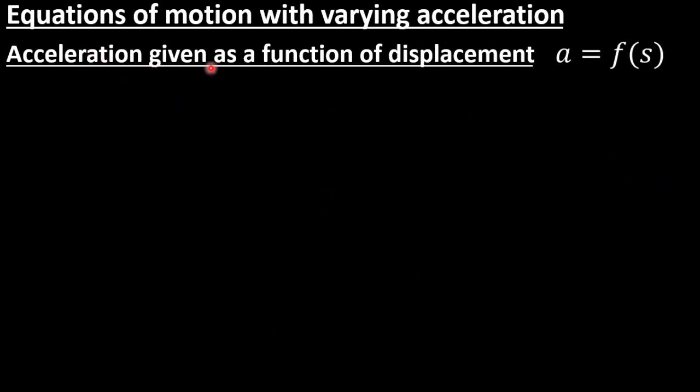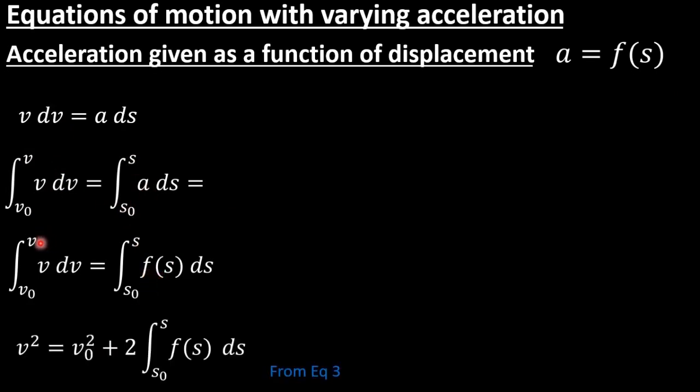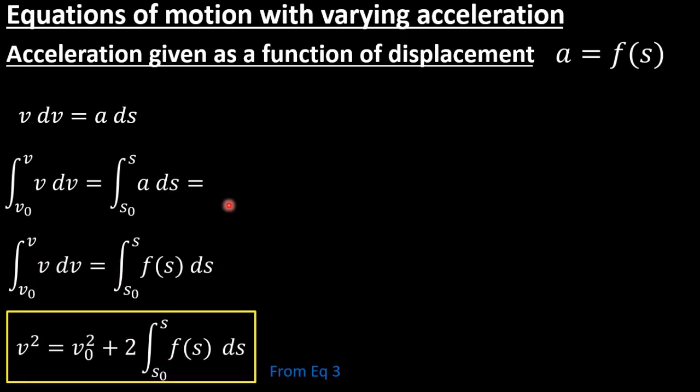Okay, so acceleration given as a function of displacement. So we've got a equals f of s. We use v dv equals a ds, carry out the integration process from v0 to v and from s0 to s. Substitute a into there to get the integral of f of s, evaluate that integral, so we get v squared over 2 on this side, then I've multiplied both sides by 2 and then added v0 squared to both sides to get this. So if you want to find velocity where you're given acceleration as a function of displacement or position, you use this equation there, substitute your function into here, carry out the integration process, and then you can find your velocity.